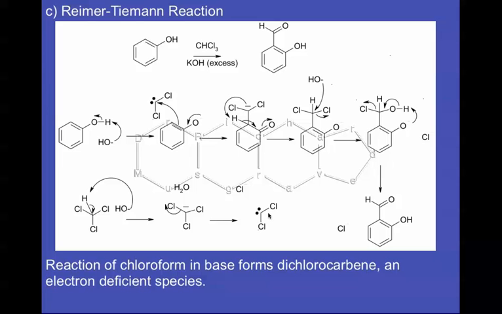Dichlorocarbene is a very electron deficient species, so it will react with something that's got lots of electrons, like this phenoxide ion. Now, as I said earlier, these things are fairly acidic, so it's pretty easy to remove this hydrogen. Then the negatively charged ion can then react with the electron deficient dichlorocarbene species. After a number of steps, we can end up with our salicylaldehyde as a product. And again, the reaction is specific at the ortho position.